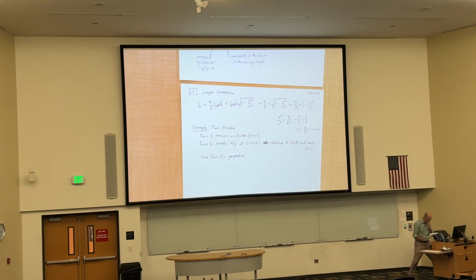From twin 1's perspective, the trip takes 10 years. It's 10 years because twin 2 is traveling 8 light years at 8/10 the speed of light. Right? So if you divide 8 light years by 8/10 the speed of light, you get 10 years. Okay?